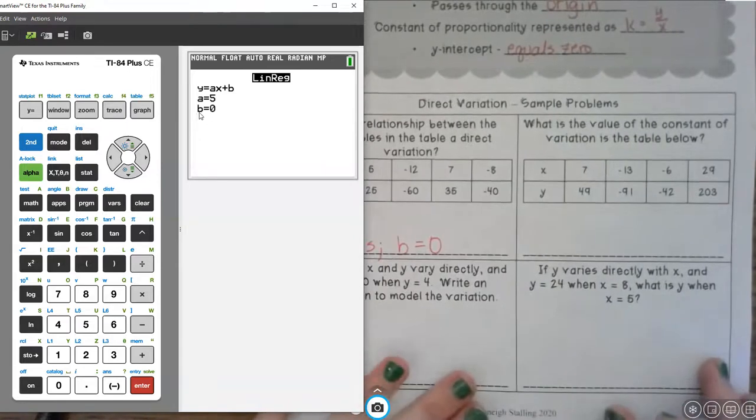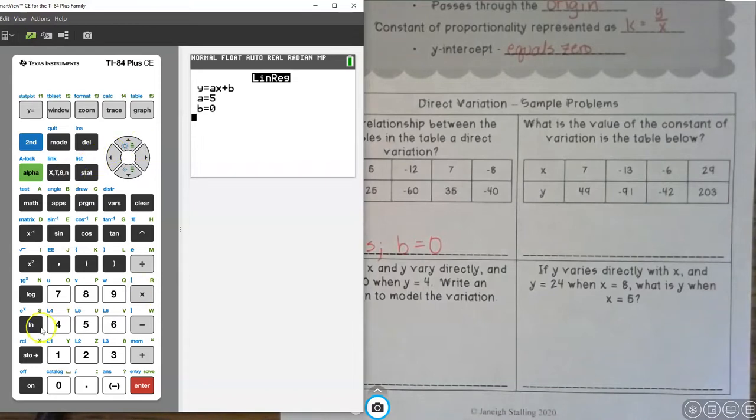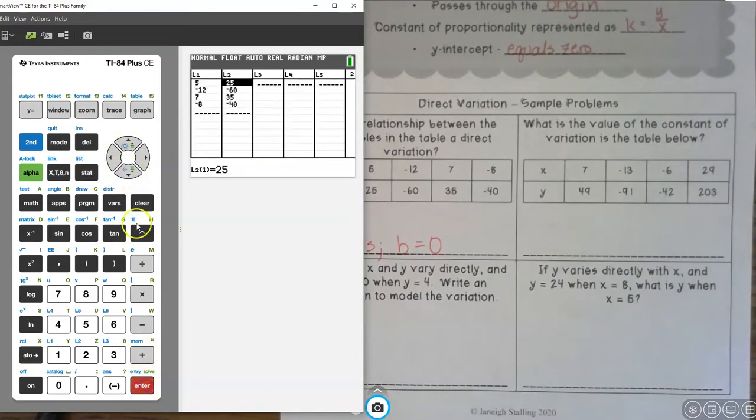The next one says, what's the value of the constant of variation in the table below? So again, we can go to stat and do this. All you're finding when it says the constant of variation is the slope. And they're already telling you that it's direct variation. There are many different ways that you can find slope. You can use the slope formula, you can use a calculator to find the slope, whatever method works best for you.